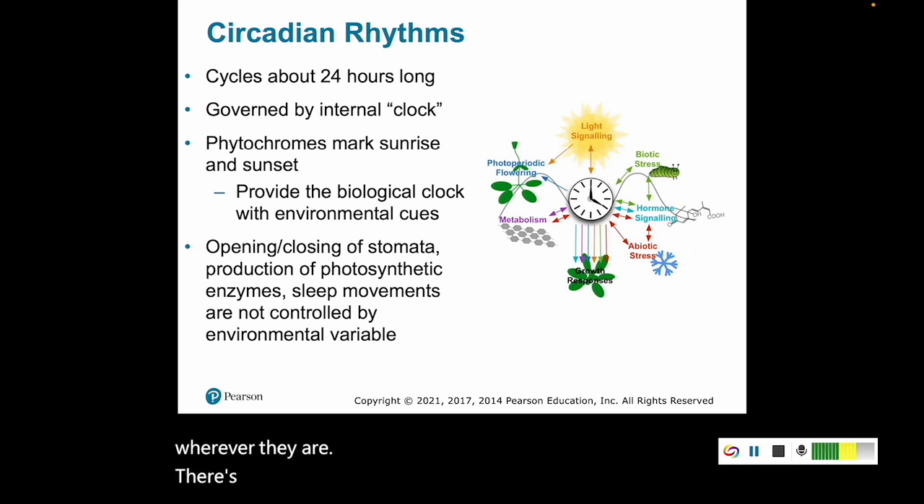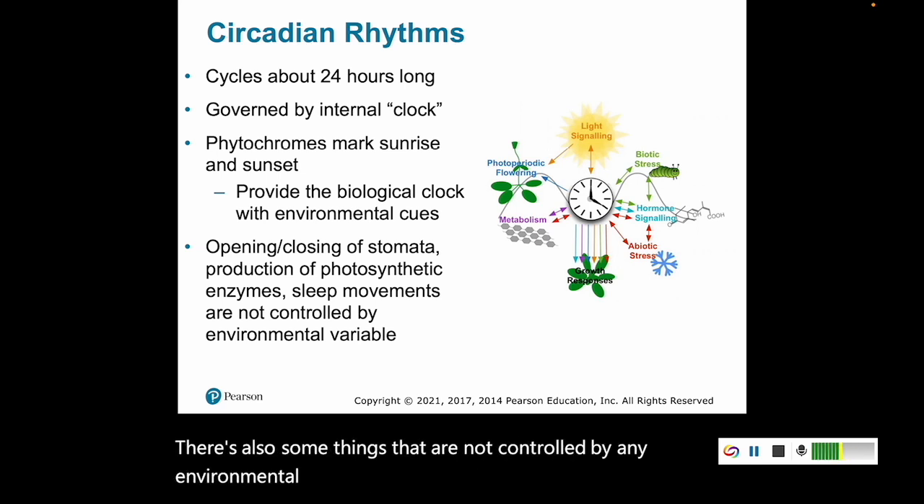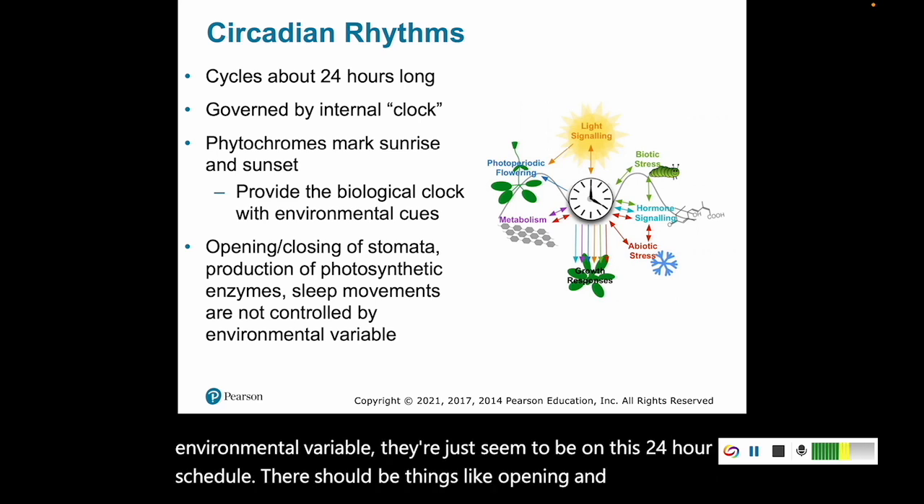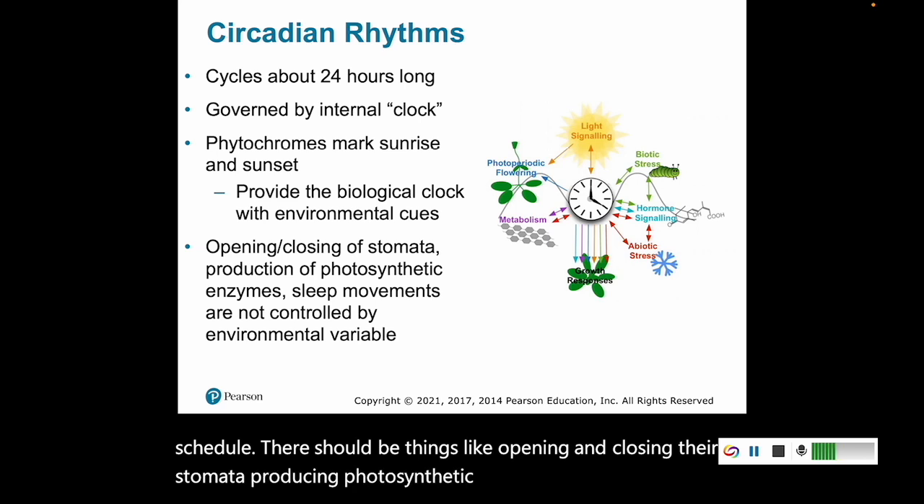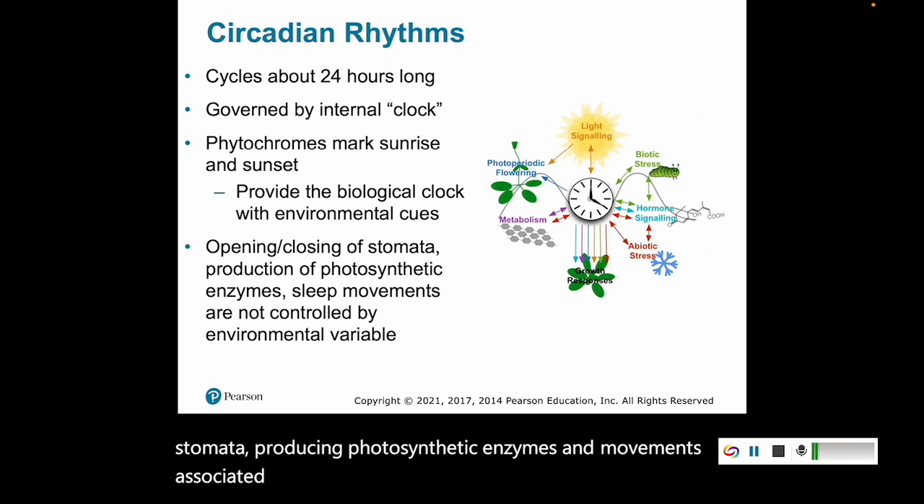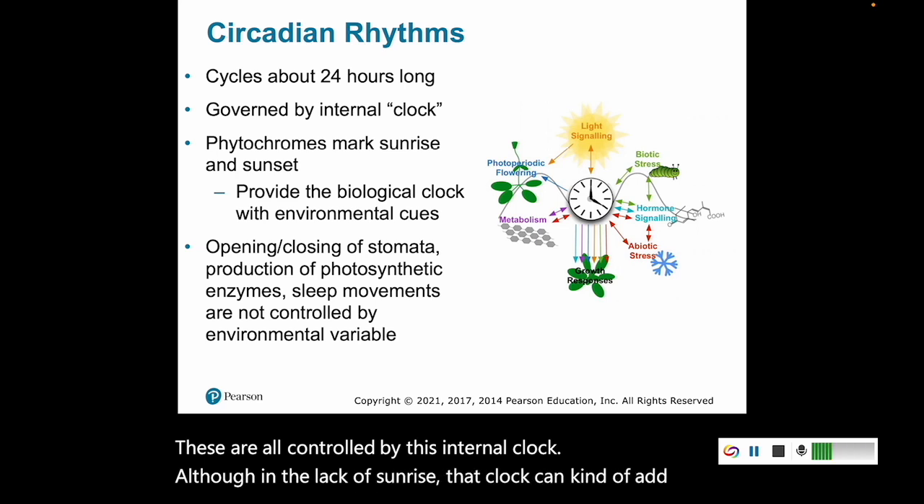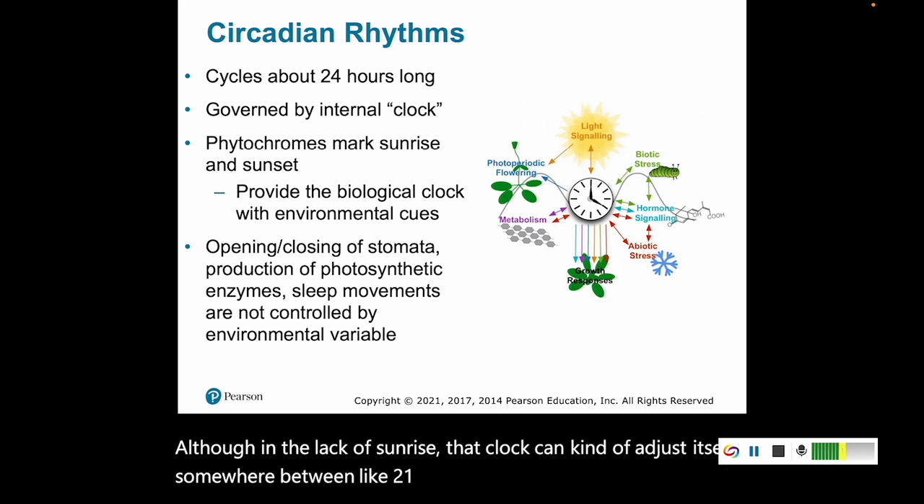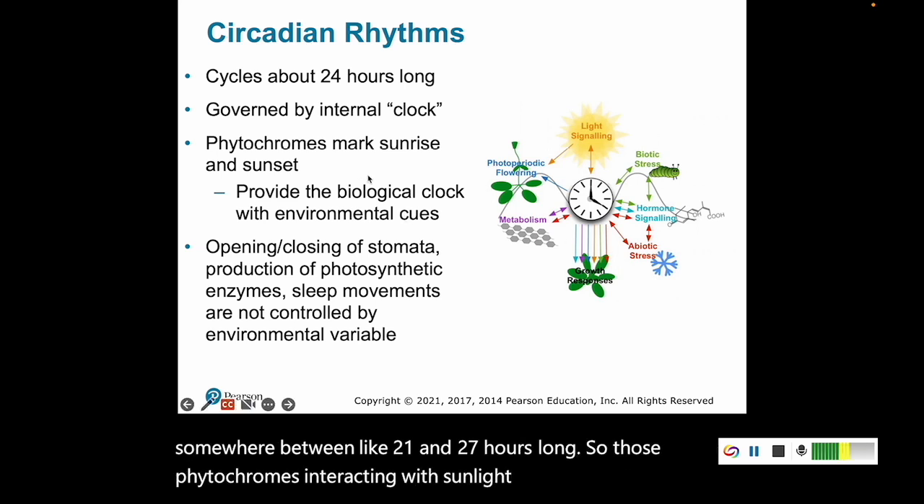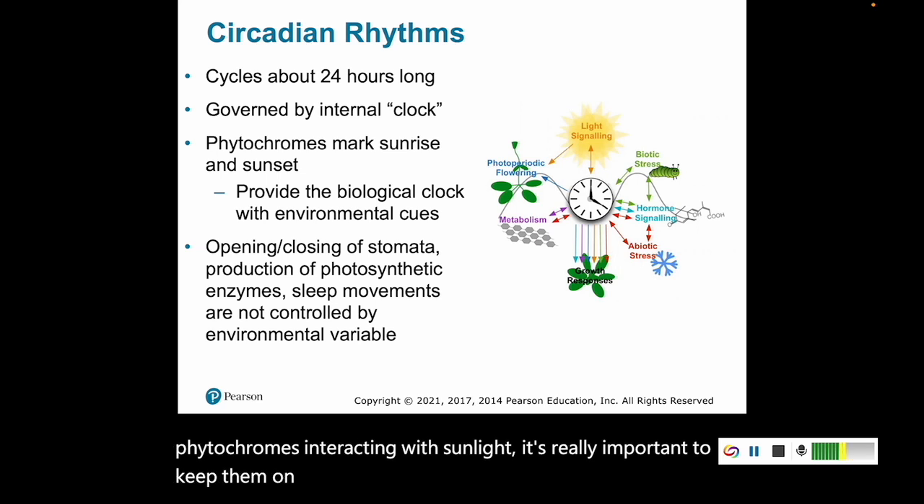There are also some things that are not controlled by any environmental variable that just seem to be on this 24-hour schedule. Those would be things like opening and closing their stomata, producing photosynthetic enzymes, and movements associated with sleep. And these are all controlled by this internal clock. Although in the lack of sunrise, that clock can adjust itself to somewhere between like 21 and 27 hours long. So for those phytochromes interacting with sunlight, it's really important to keep them on the correct clock for where the plant is located.